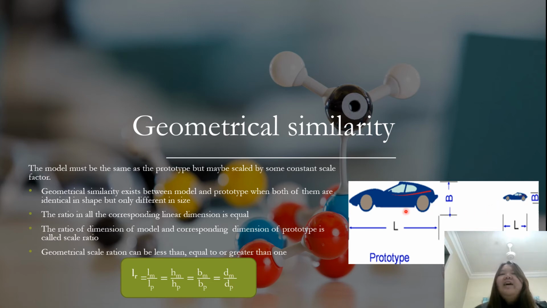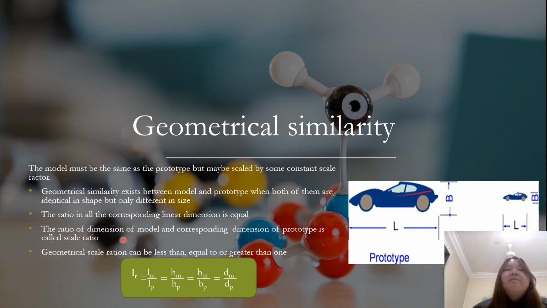But actually they are very identical in shape. They are just different in size. This is what we call a constant scale factor. So geometrical similarity exists between model and prototype when both of them are identical in shape, like what I said, but only different in size. The ratio in all the corresponding linear dimensions is equal.